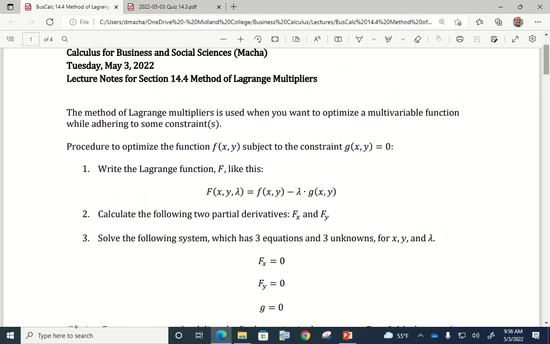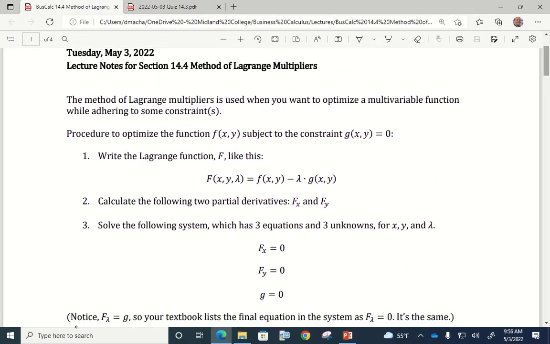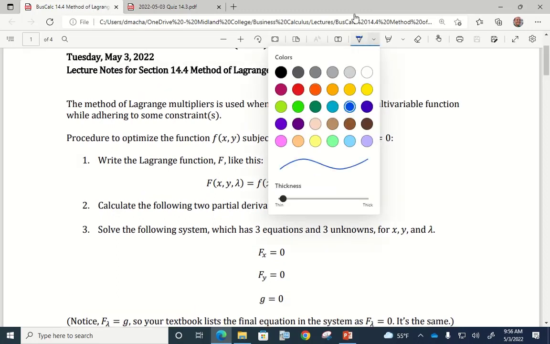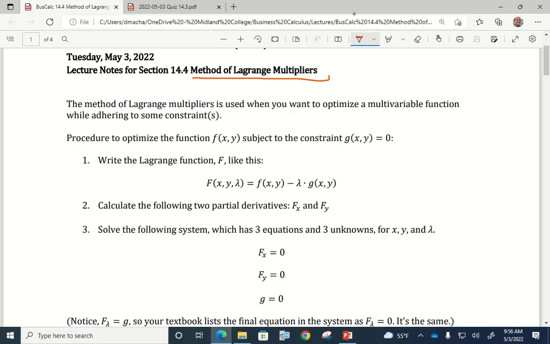This is our very last section of the whole textbook, 14.4. It's called The Method of Lagrange Multipliers. And I think this is really neat. I'll tell you why maybe at the end of class.